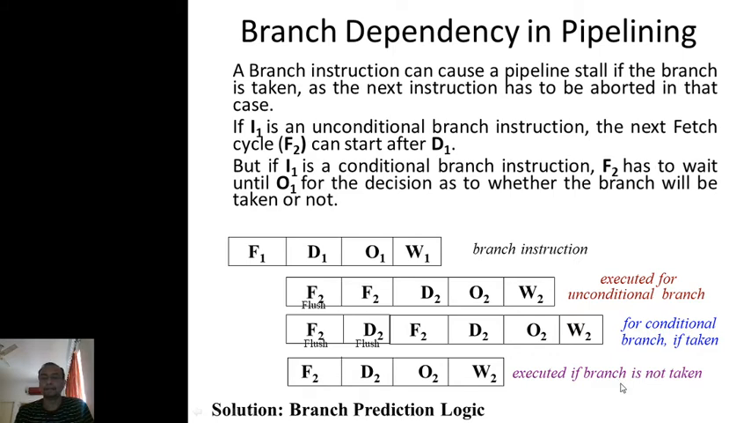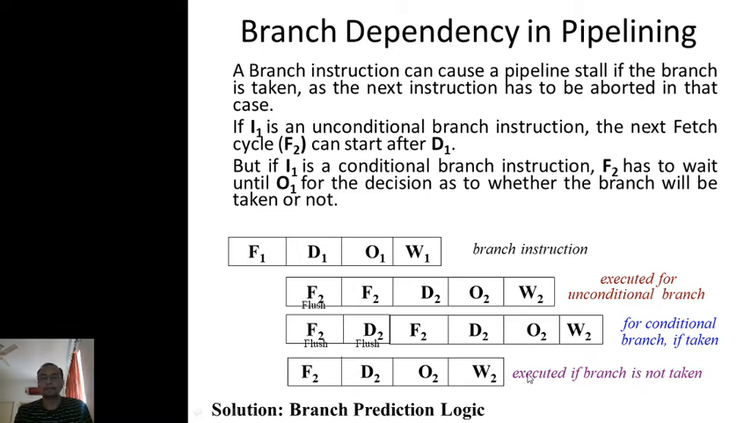So here in a conditional branch there are two cases. If the branch is taken, then the fetch and decode stages need to be flushed. There is a wastage of 2 clock cycles, and then again it will be fetched from the new address and the execution will get started. But if the branch is not taken, there is no wastage of time.